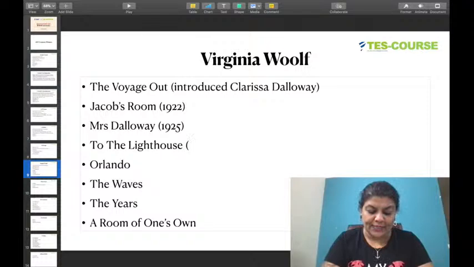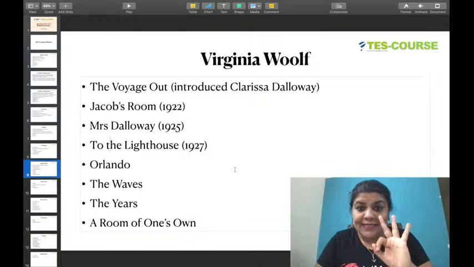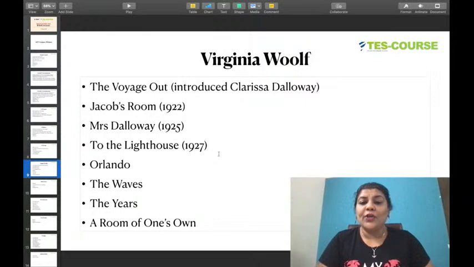1927, To the Lighthouse. Will you remember, guys? Who are the characters? The Ramsay family. Which are the three parts of To the Lighthouse? The Window, Time Passes, and The Lighthouse.